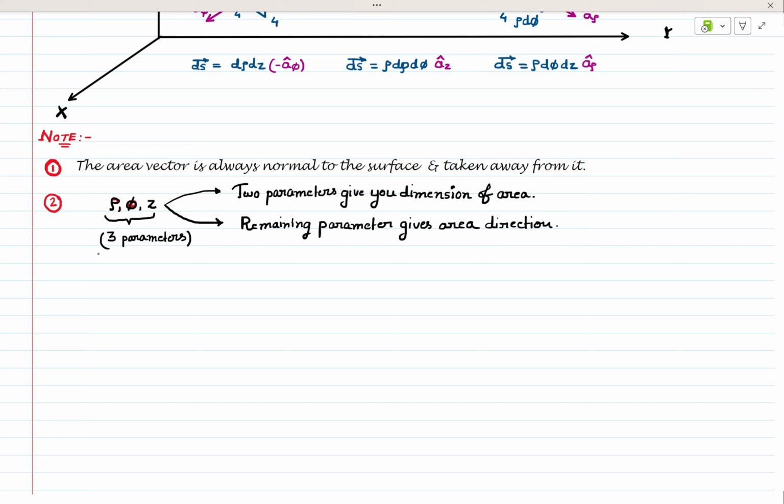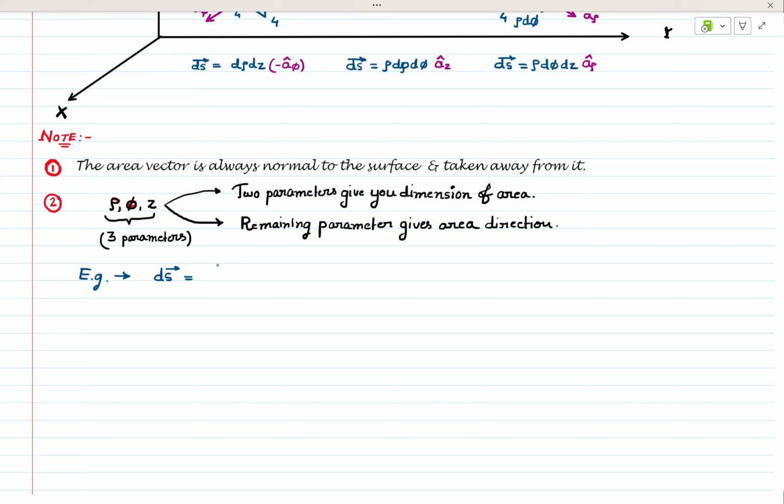Okay. Now, what does that mean actually? Don't worry, I am giving you an example. See, consider these two parameters. Let us see the rho and phi, these two parameters. I am taking these two parameters so that it gives the dimensions. Okay. So dimensions of what? The area.